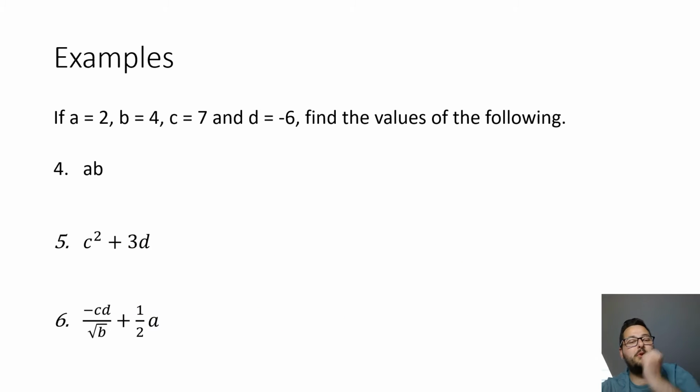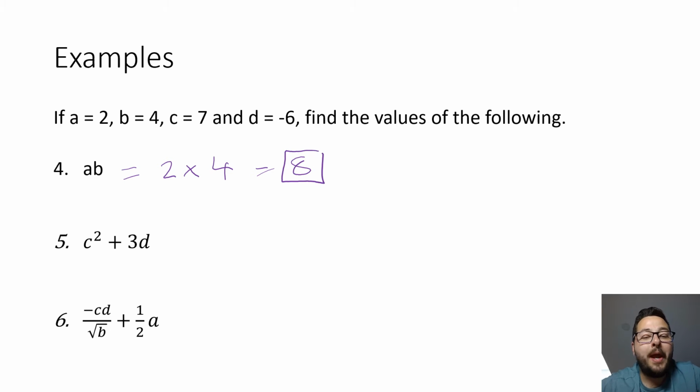Let's have a look at a few more examples. So this time we're given all the values first and we've got different formulas. So if A equals 2, B equals 4, C equals 7 and D equals minus 6, find the values of the following. So the first one is AB. Well, that's just A times B. So that is going to be 2 times 4 because A is 2 and B is 4, and 2 times 4 is 8.